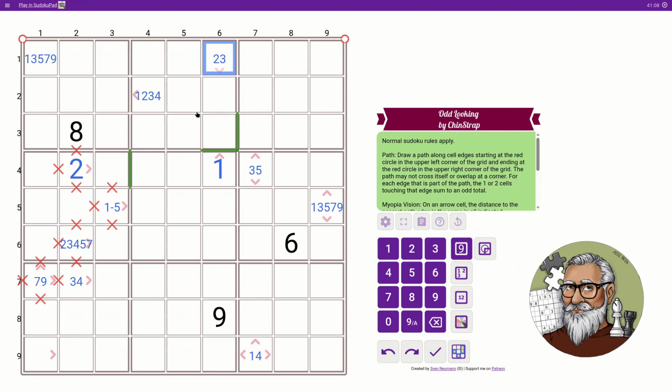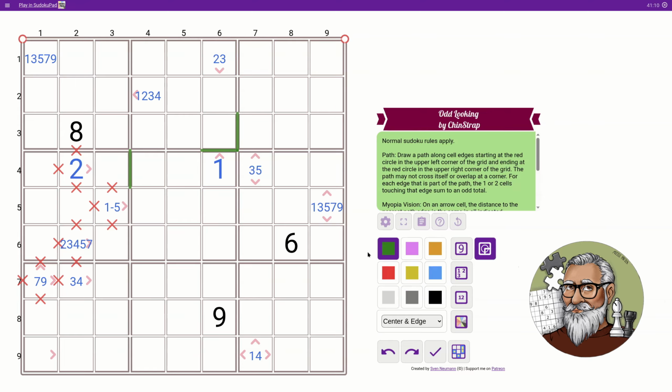If this path goes, how is this going to work? How is this going to work? No, this is not going to work. I should maybe really cross these.